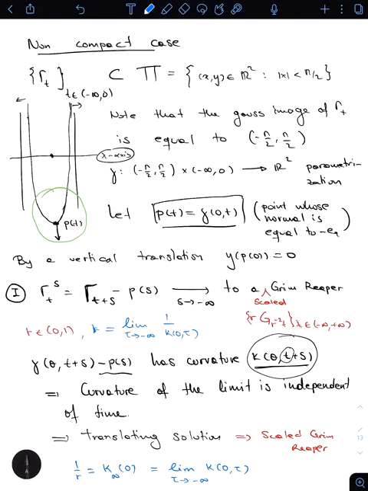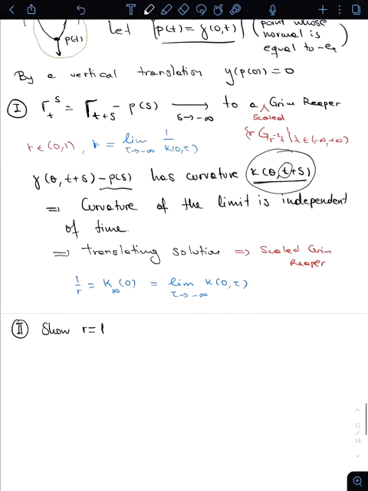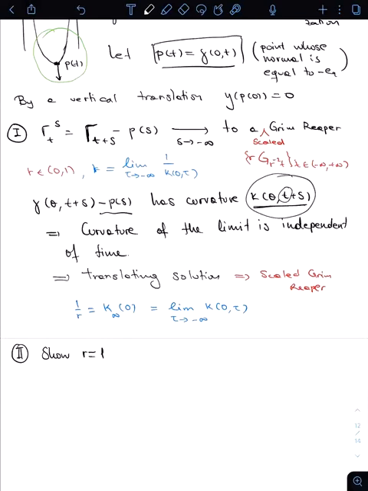Okay, so we know that around the tip we do get a Grim Reaper, but we just know it's a scaled one so far. So the next step here is to show that in fact this r is equal to 1. Our next step is to show that r equals 1, so that indeed at the tip we do see the honest Grim Reaper.